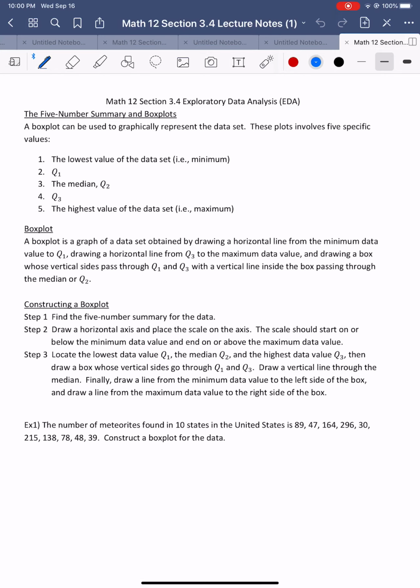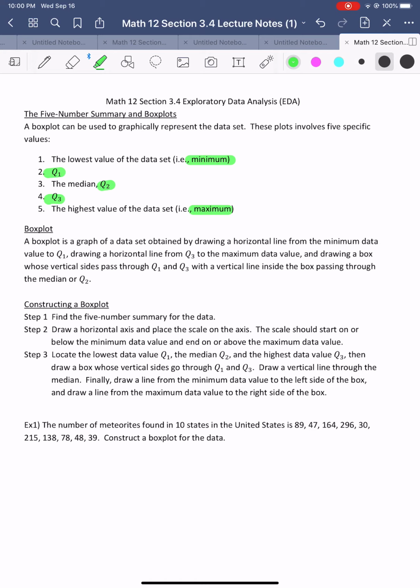Exploratory data analysis, or EDA. Okay, so we're going to talk about the five number summary and box plots. The five number summary means we're going to use a minimum, Q1, Q2, Q3, and the maximum. That's what we call the five number summary. So using those five numbers, we're going to make the box plot.